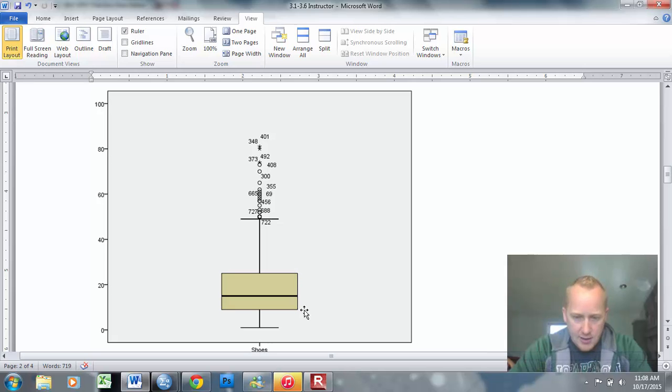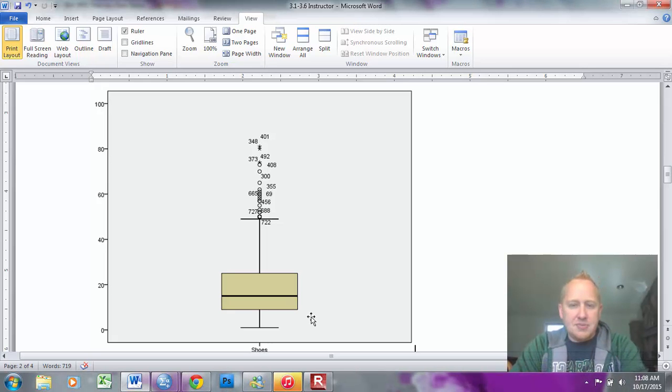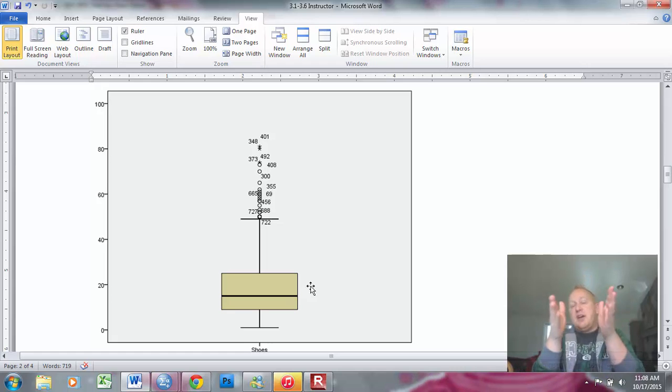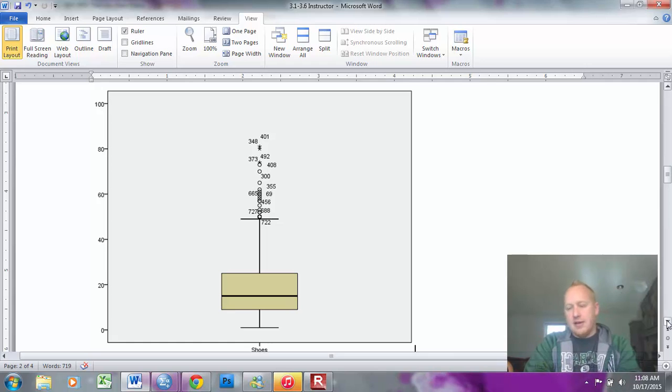But the IQR, that's this distance right here. The IQR stands for interquartile range. The definition is already on the next page if you want to peek ahead. But this can tell us something about the variability. It tells us how much spread there is between the 25th percentile and the 75th percentile. So this is the middle 50% of the data.